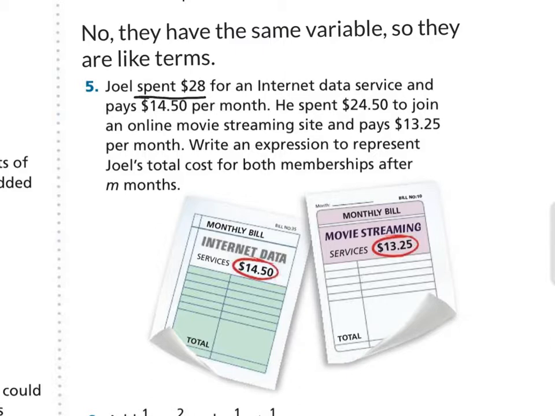The $28 he spent, that's kind of like that initial fee we talked about yesterday. And then $14.50 per month. I'm not sure what kind of internet provider he's with there. I'd like to find out who's charging him only that amount. But and then the $24.50 for the online movie, that was an initial fee again here. And then it's $13.25 per month.